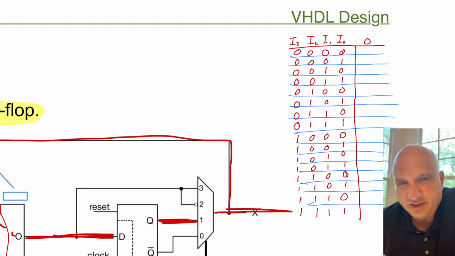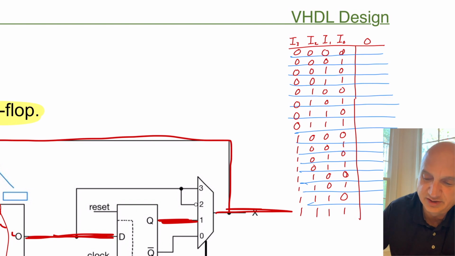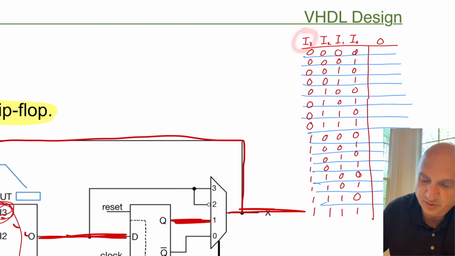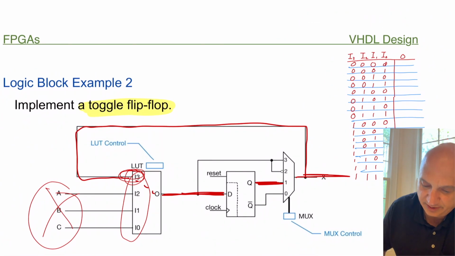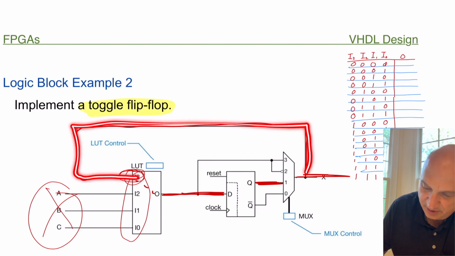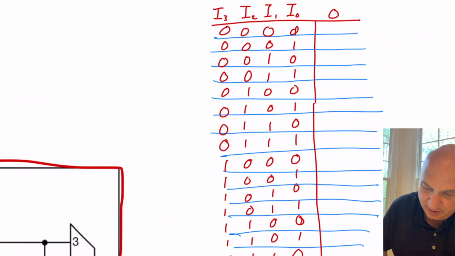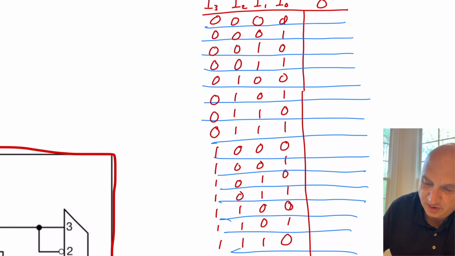We really don't care about I2, I1, and I0 because they don't impact the output at all. All we care about is the value that we put in I3, because remember, I3 is the feedback path here that goes into the LUT. And so all we're doing is inverting it. We want to create an inverter. And so to do that, we just look at that and we write the opposite.